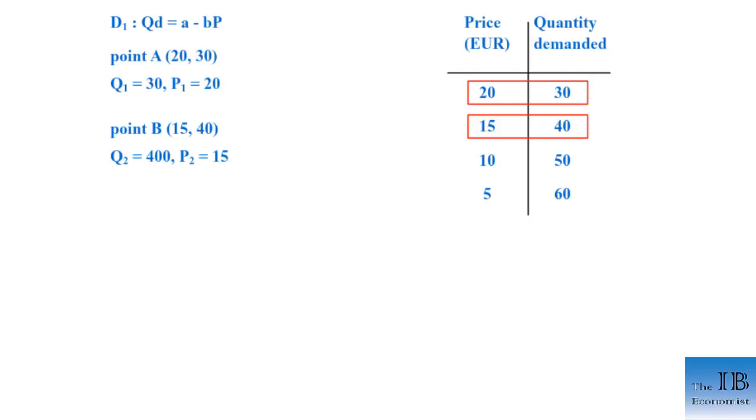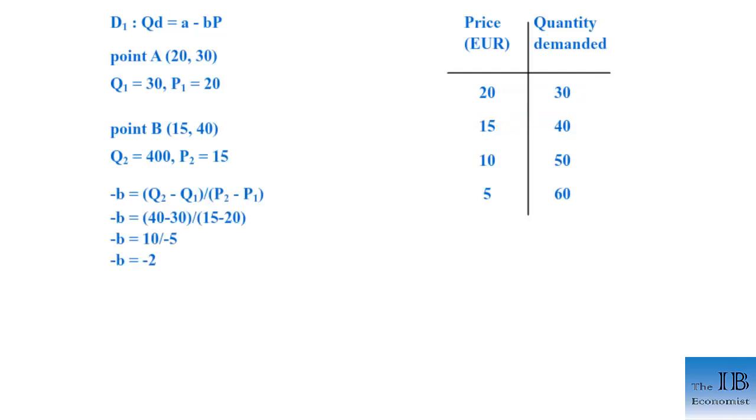So we are going to use the first 2 points, point A with price 20 and quantity demanded 30, and point B with price 15 and quantity demanded 40. So we can derive our Q1, P1, Q2 and P2 from these 2 points. Essentially, you can use any 2 points that lie on the demand curve. For this example, we just picked the first 2. Now that we know the values of Q1, Q2, P1 and P2, we can plug them into our equations, and we can calculate the value of negative b.